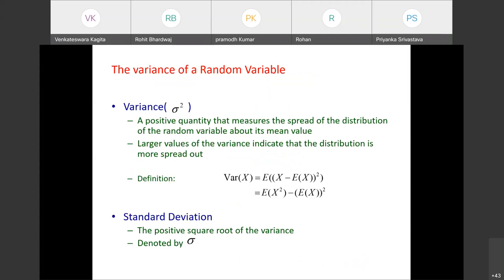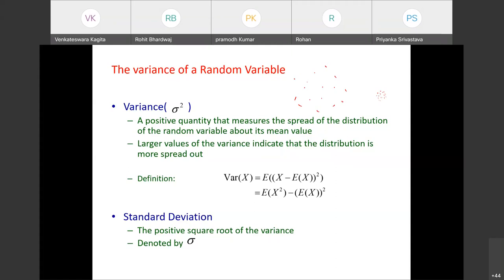Another important thing is the variance of the random variable. How are the variables spread around the mean? How different are these values? The variance is a positive quantity that measures the spread of the distribution of the random variable about its mean. Larger values of the variance indicate that the distribution is more spread out. For example, if the data is something like this, it is more spread out and the variance is more. If the data is something like this, it is less spread out, which means the variance is less.